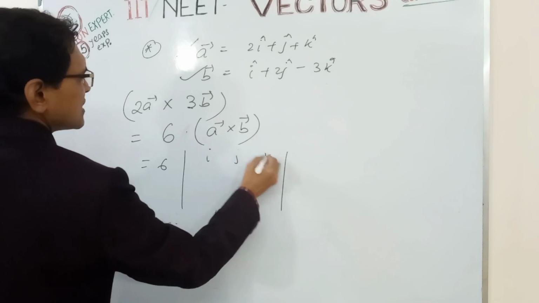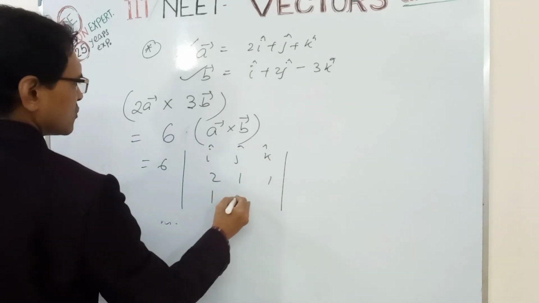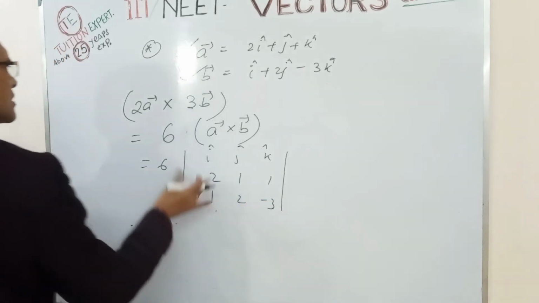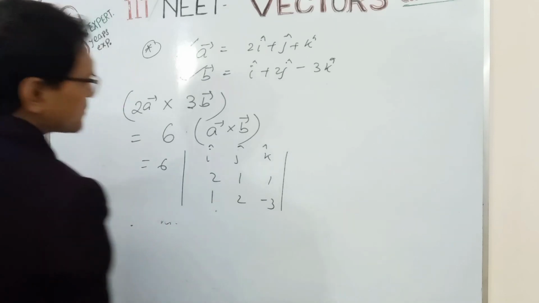Now find a cross b by the method of determinant: 2 1 1, 1 2 minus 3. So this is the result. I have discussed how to find this result.